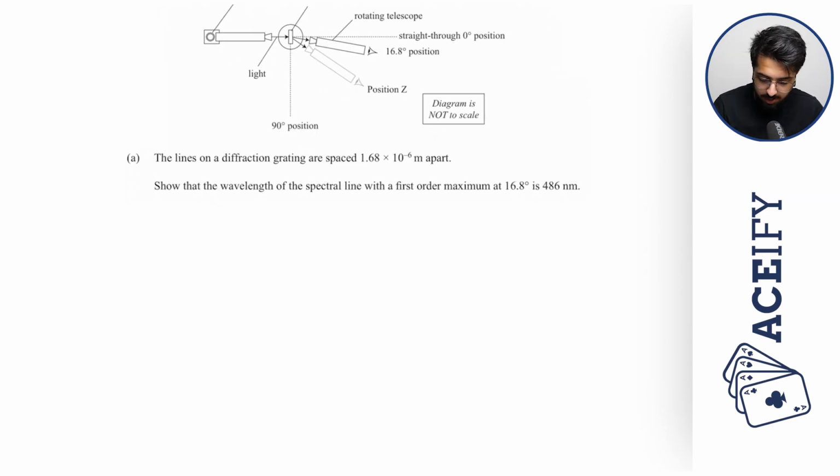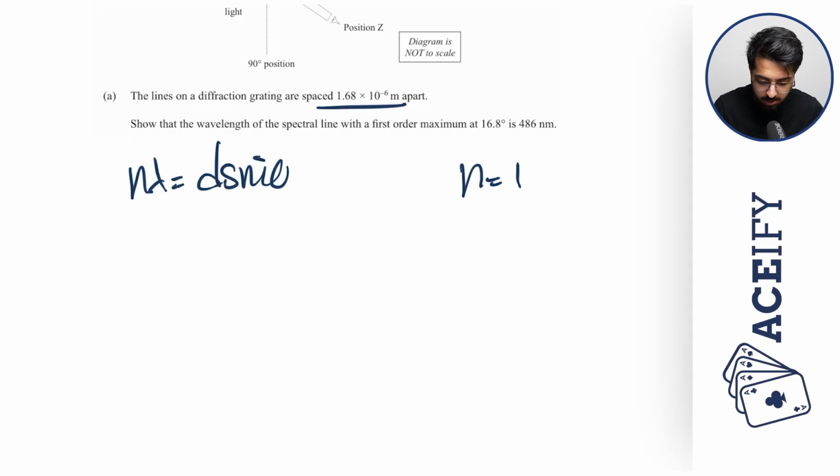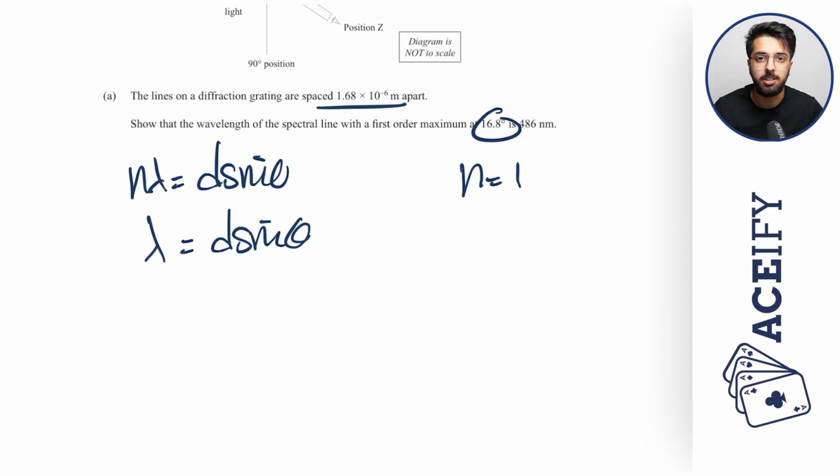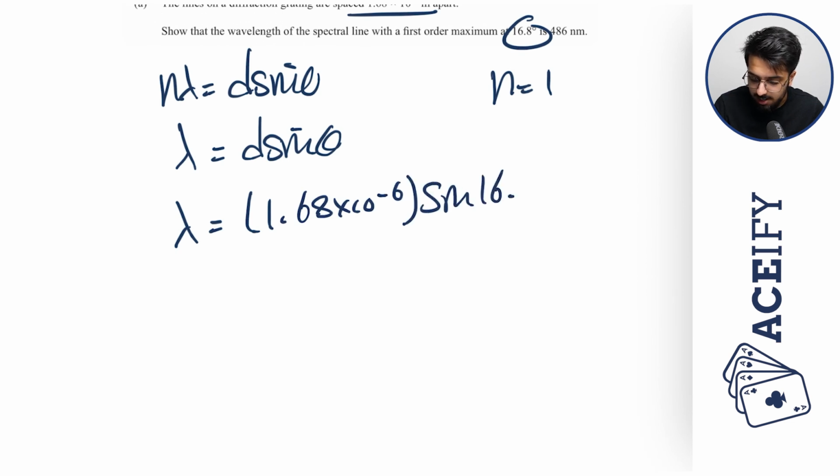Alright, so we know that our n lambda is equal to d sine theta. Okay, we're given our d value right here. We're measuring the angle to its first order maximum, and therefore n is equal to 1. And so therefore we can simplify this equation and say that our wavelength is equal to d sine theta. Okay, and we are given our angle, so we can now simply plug in our numbers. We get our wavelength is equal to 1.68 times 10 to the negative 6 times sine 16.8 degrees.